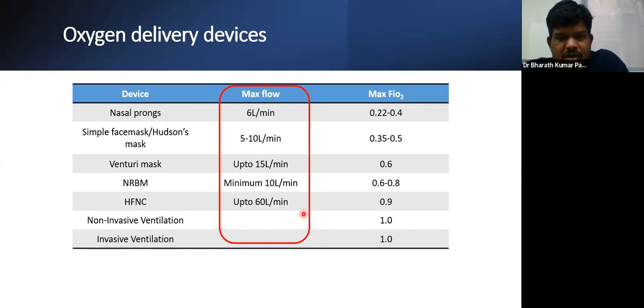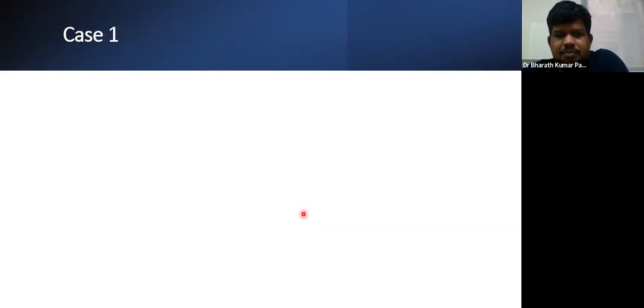I think these things should be kept in mind whenever we start any oxygen therapy device, like the minimal oxygen that has to be given and the maximum oxygen that could be given with the interface. If the patient is requiring more oxygen than that specified for that particular device, then we need to step up to the next device. Like for example, if you put a patient on nasal prongs and the patient is not getting better even with 4 to 6 liters of oxygen, then we have to change the interface rather than putting 10 liters on the nasal prongs. This should be kept in mind.